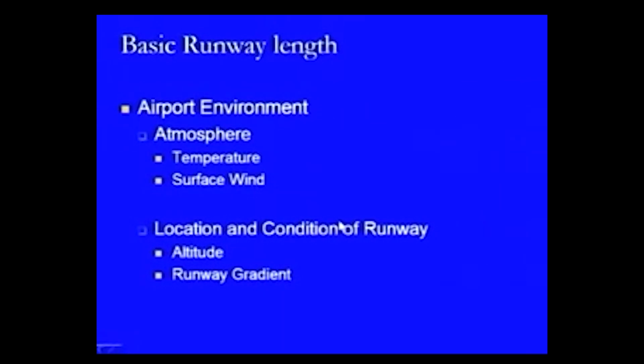Now, we come to some of the other factors which are quite important, so as to find out the basic runway length, and that is the airport environment. Airport environment comprises of atmosphere, where the temperature and surface wind are to be considered, and the effect of this temperature and surface wind is to be taken into consideration. We will look at these things while we discuss further. Another thing is the location and condition of the runway, where it is to be considered in terms of two factors, that is altitude and the runway gradient.